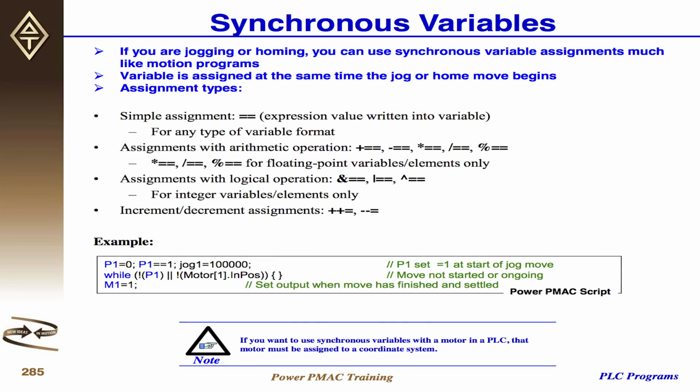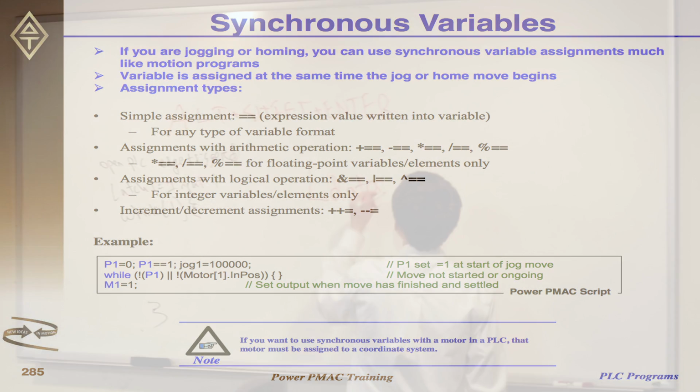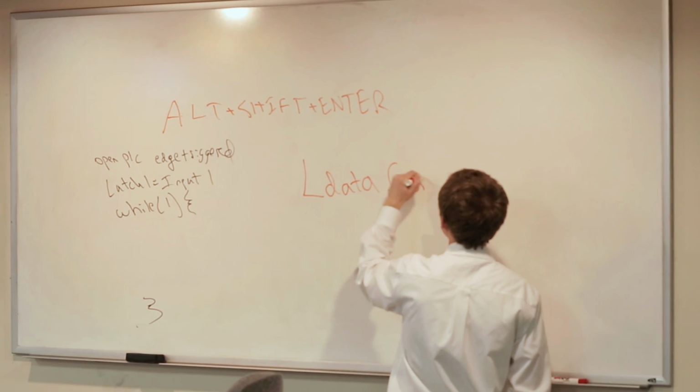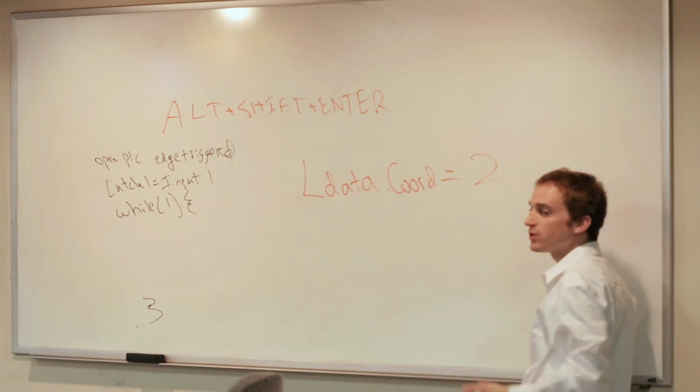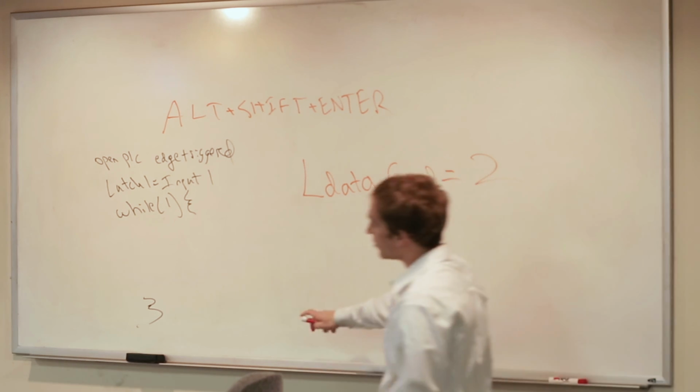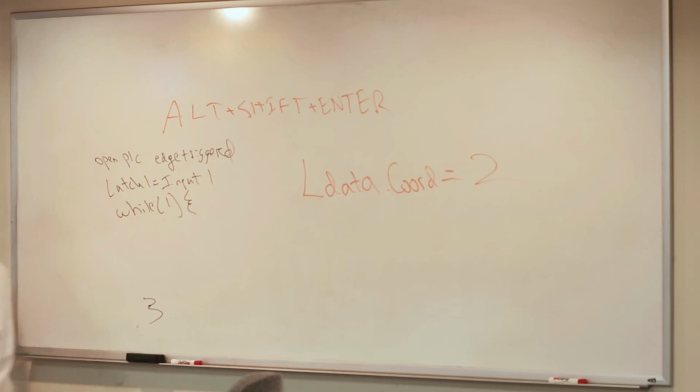You can use synchronous variables in PLCs as well, but you need to make sure that you associate the PLC with a coordinate system. It doesn't matter which coordinate system, really, as long as you associate it using the ldata.coord command that I mentioned before. So to associate a PLC with a coordinate system, within the PLC you write ldata.coord equals the coordinate system number, like coordinate system 2, for example. And then you can use synchronous variable assignments in that PLC.